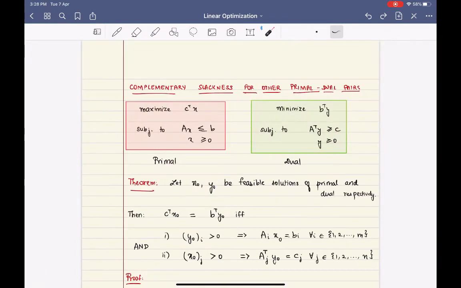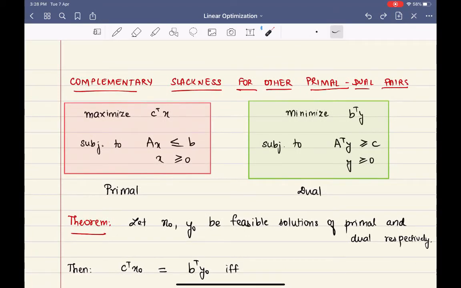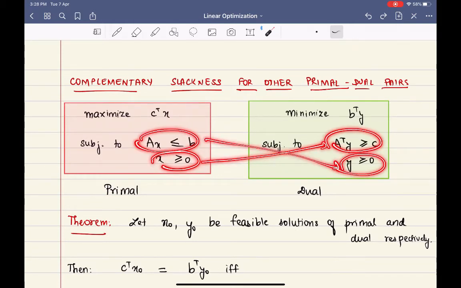Now let us try to write a similar theorem for different primal dual pairs. So in particular, let's start with the primal including the x bigger than or equal to 0 constraint. Then how does the dual change? This thing is no longer equality and it becomes bigger than or equal to. Okay, and this thing remains the same. So these are tied with these constraints and these are tied with these constraints.